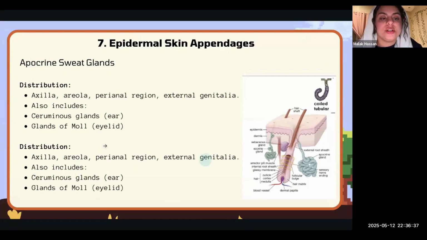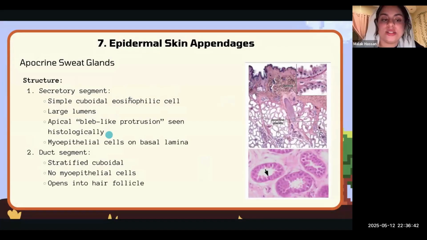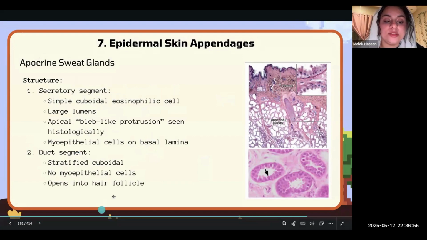The structure is that the secretory or glandular segment is simple cuboidal eosinophilic cells. They have large lumens and apical bleb-like protrusions seen histologically, as well as myoepithelial cells on the basal lamina. And the duct segment is stratified cuboidal, no myoepithelial cells, and it opens into the hair follicle.